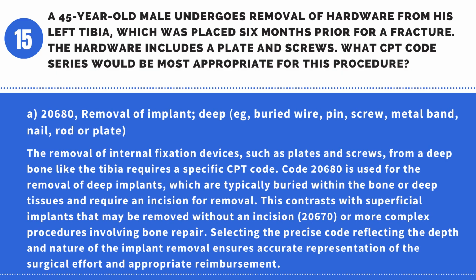Answer: A. 20680, removal of implant. Deep, e.g., buried wire, pin, screw, metal band, nail, rod or plate. Explanation: the removal of internal fixation devices, such as plates and screws, from a deep bone like the tibia requires a specific CPT code. Code 20680 is used for the removal of deep implants, which are typically buried within the bone or deep tissues and require an incision for removal.